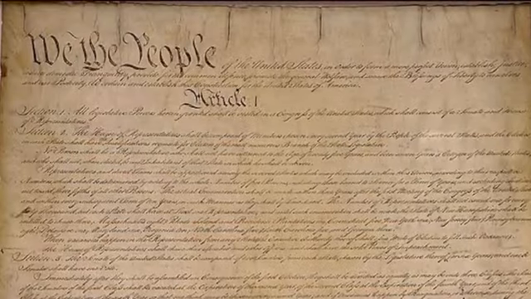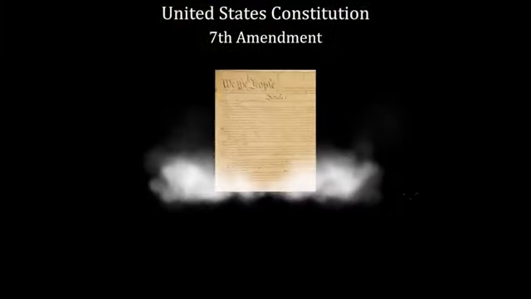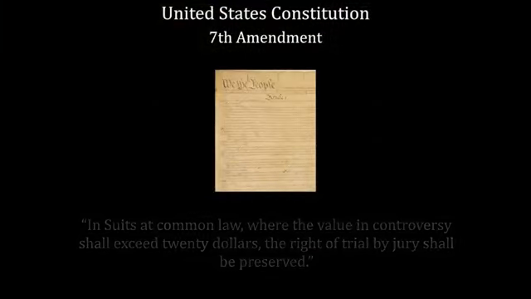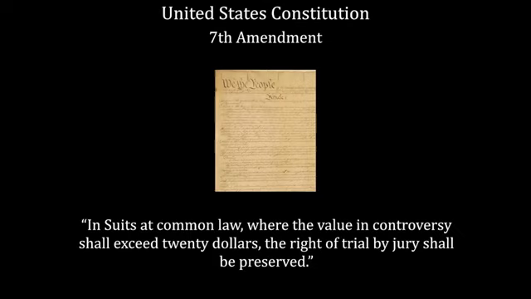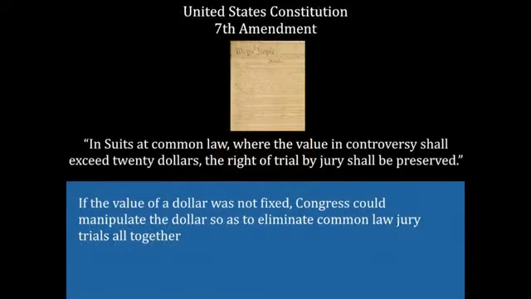The second place where dollars are mentioned in the U.S. Constitution is in the Seventh Amendment. It states, "In suits at common law, where the value in controversy shall exceed $20, the right of trial by jury shall be preserved." Again, if the value of a dollar was not fixed, Congress could manipulate the dollar so as to eliminate common law jury trials altogether.